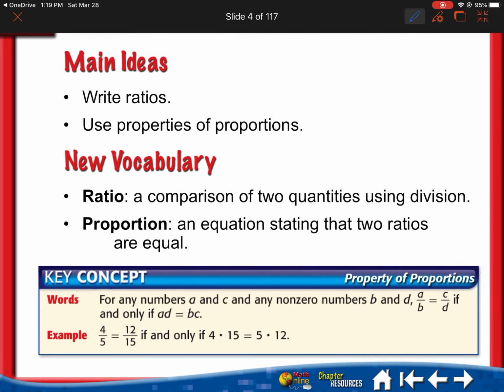Hey everyone, we are going to go ahead and go over lesson 5.1 just as review. So a ratio is a comparison of two quantities using division. Remember, we would usually write those as fractions. And a proportion is when we are setting two ratios equal to one another. Now, if you remember the key concept, it says property of proportions, that if we want to solve proportions, we have to cross multiply.